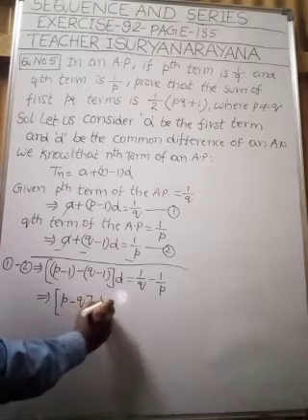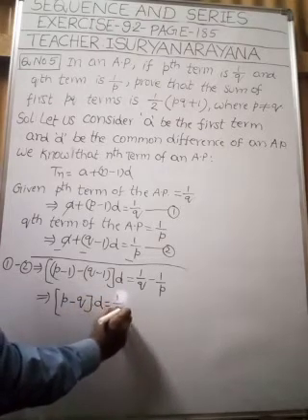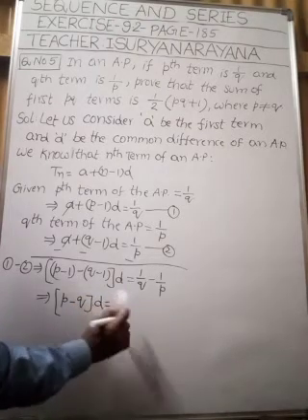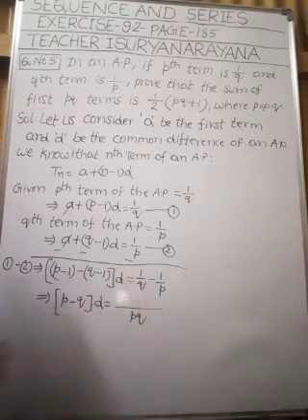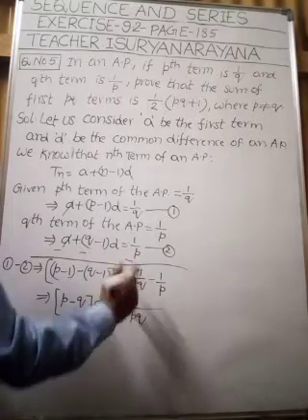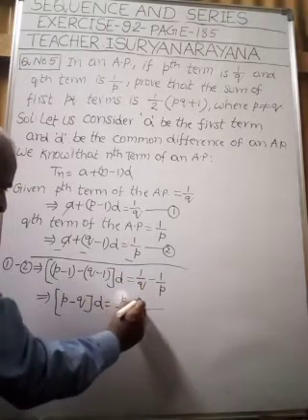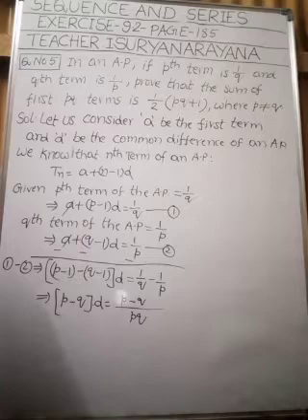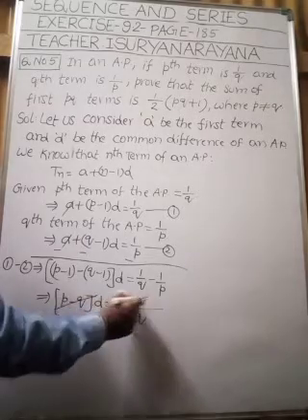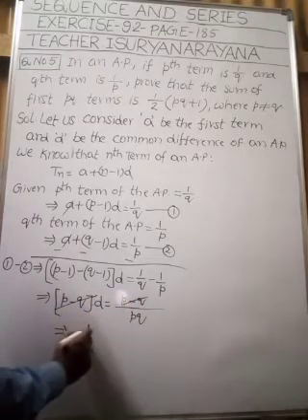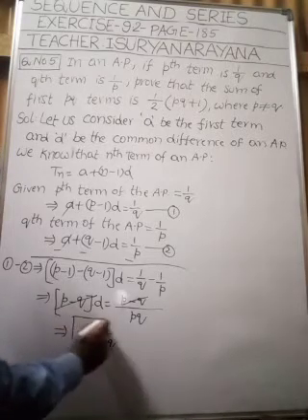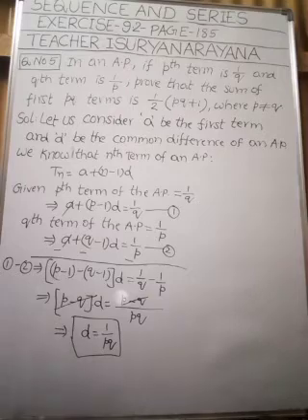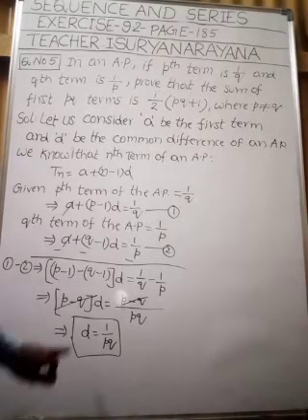into D is equal to 1 by Q minus 1 by P. Let us simplify here. PQ is the LCM for these two denominators. Then what will we get in the numerator? P minus Q. Yes or no, my children? Right. Here P minus Q gets cancelled. This implies D is equal to 1 by PQ. So we got here the common difference of the arithmetic progression. Understood this step, my children?